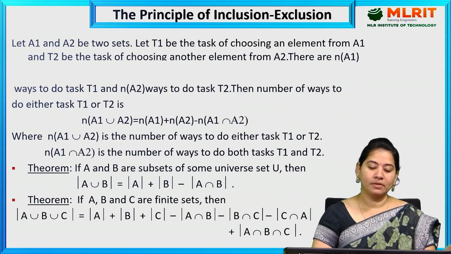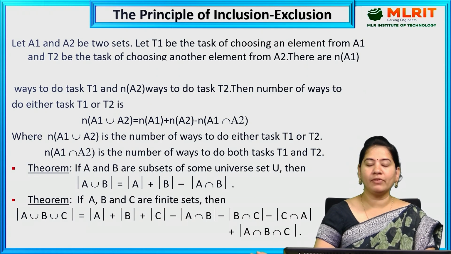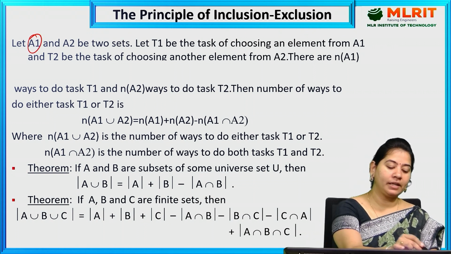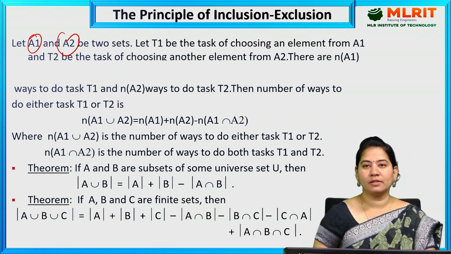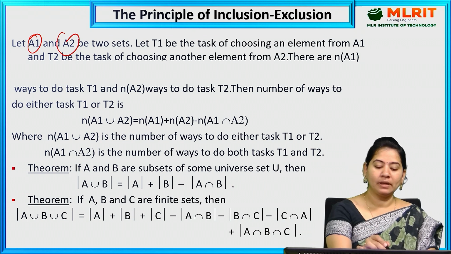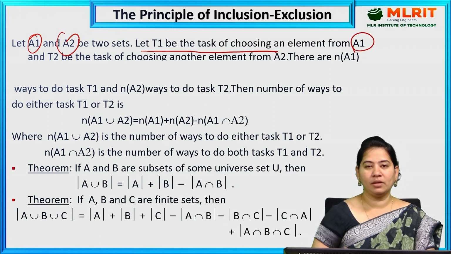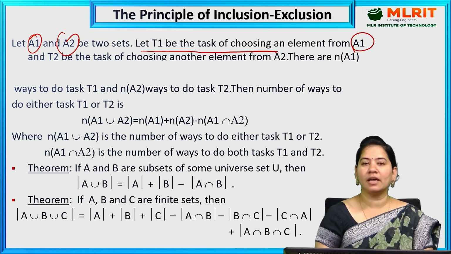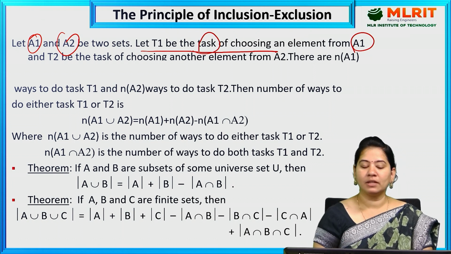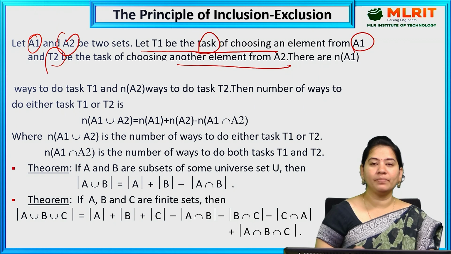So here, first let us understand what is meant by the principle of inclusion and exclusion, then we'll go for problem solving. Let A1 and A2 be two sets. Let T1 be the task of choosing an element from A1, so from the A1 set we are choosing one element. And T2 be the task of choosing another element from A2.